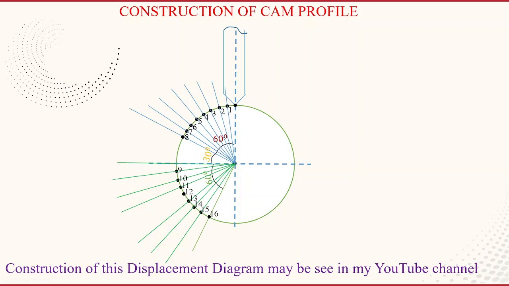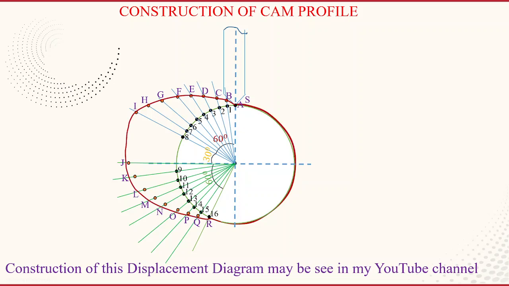Now you take the distances from the displacement diagram, that is 1B, 2C, 3D, and so on, and mark the points on these extended lines. You see that the points are marked on the extended lines. These distances were taken from the displacement diagram, and assign the same sequence of points: A, B, C, D, E, F, G, H, I, J, K, L, M, N, O, P, Q, R, S. Whatever points were assigned in the displacement diagram, assign the same sequence here and join all the points with a smooth freehand sketch. Then you obtain the required profile of the cam. So this is known as a cam profile.